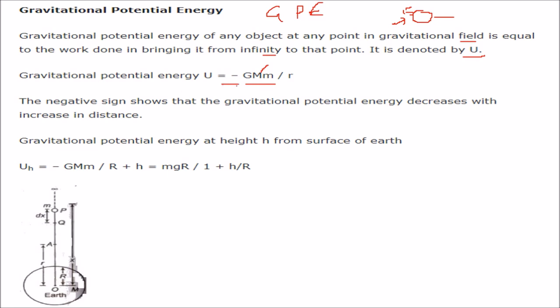Again, we have a negative sign. This shows that the gravitational potential energy increases with the increase in distance. The gravitational potential energy at a certain height h from the surface of the Earth is given by minus G into capital M small m by (R plus h), which is minus mg R by (1 plus h by R). We just have divided them or rearranged them.